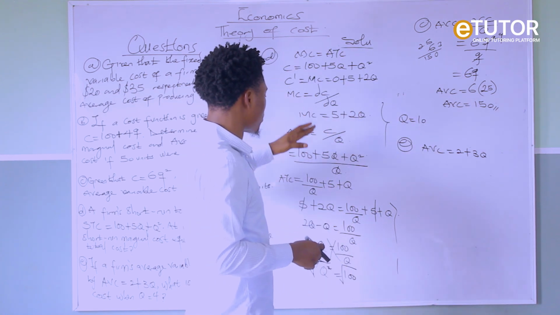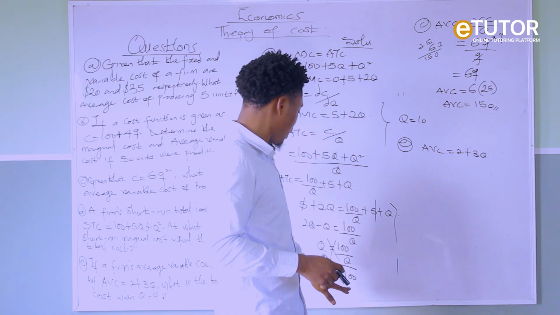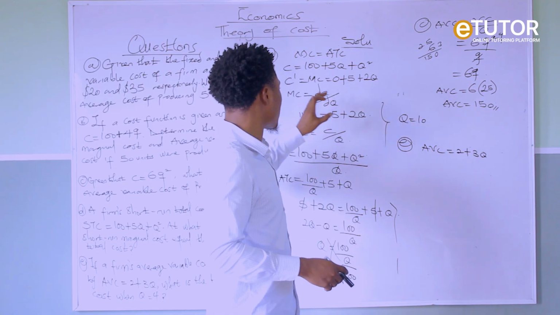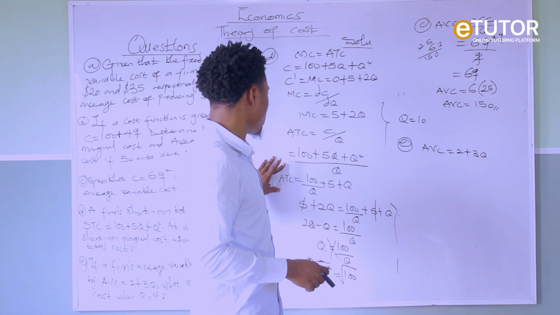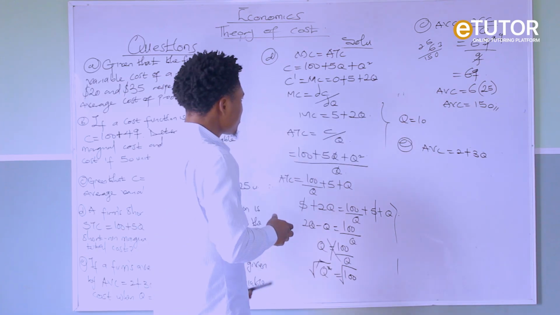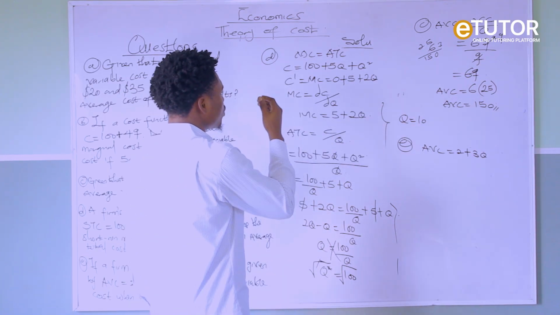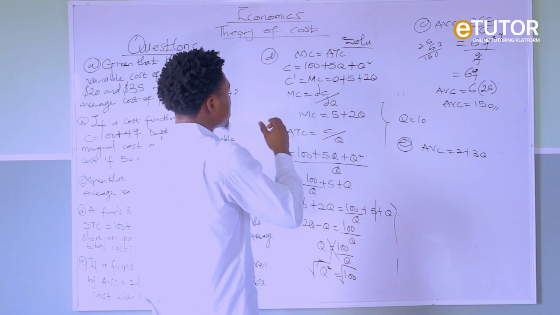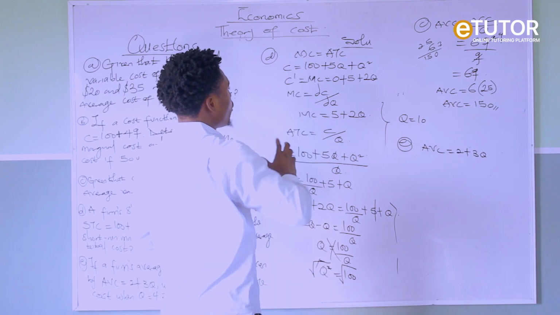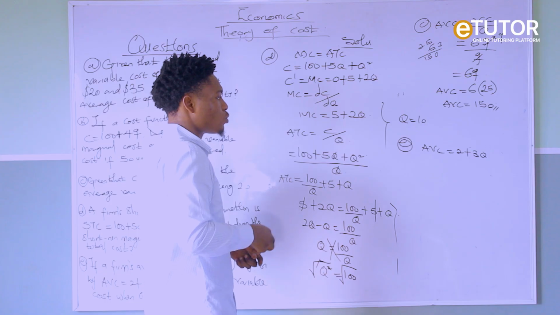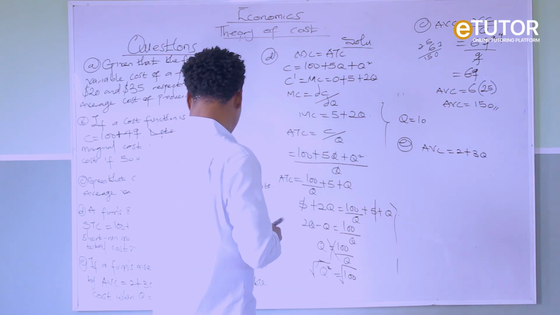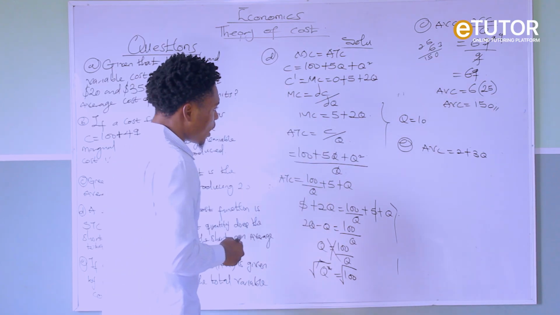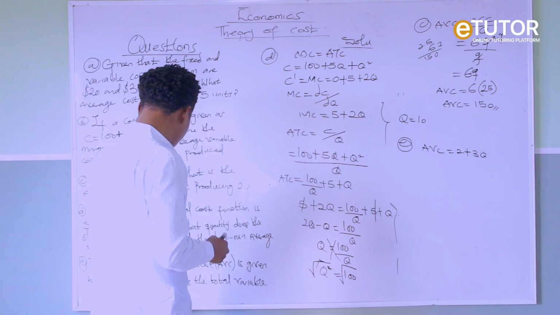Now from this, you know that since we have gotten our quantity as 10, we can get our MC and we can get our ATC. So in case they say find your MC and your ATC when given something like this, we have to equate MC to ATC. Get that now? So let's go back to the current question.